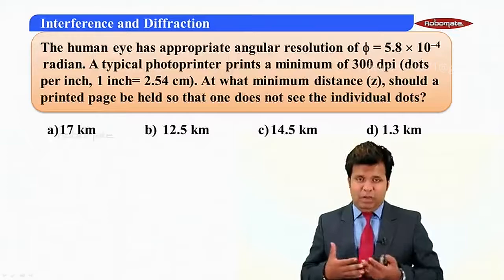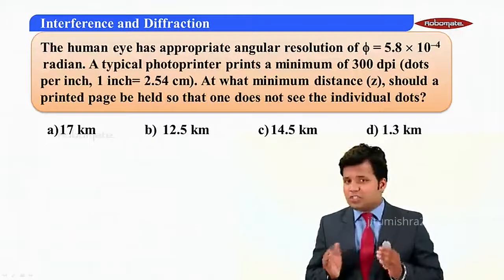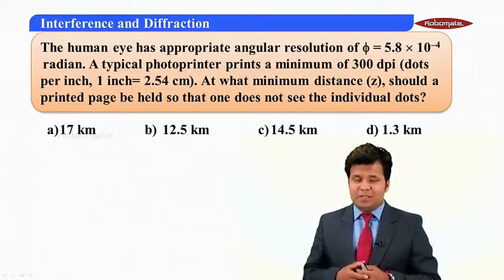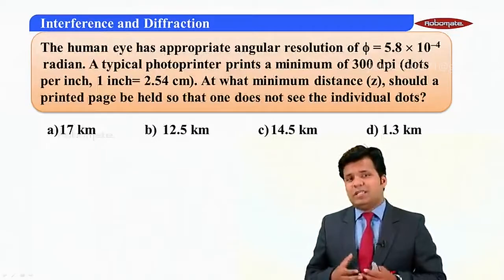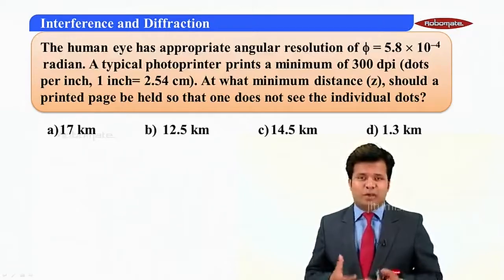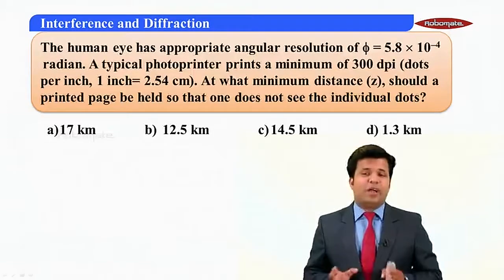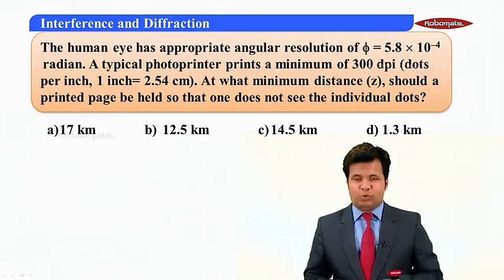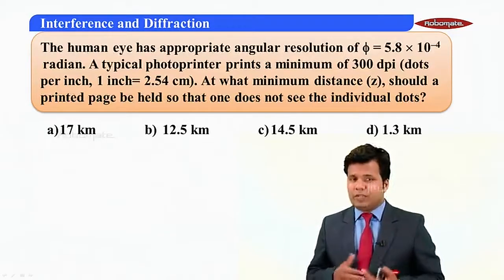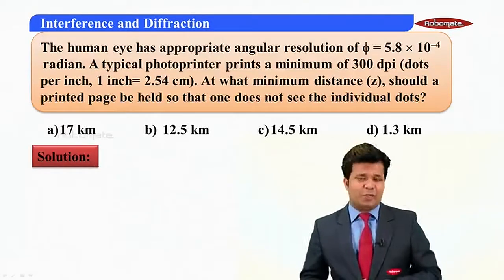That is, it should appear completely merged, and it should not be resolved, or just resolved, it should not be well resolved. Students, this is the same concept as HD. Why do we see things in high definition? Because we just increase pixels per inch. So it's the same concept here, but you just need to find the minimum distance Z. The options are 17 kilometers, 12.5 kilometers, 14.5 kilometers and 1.3 kilometers. So I'll begin the solution.